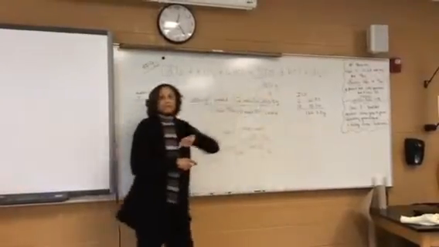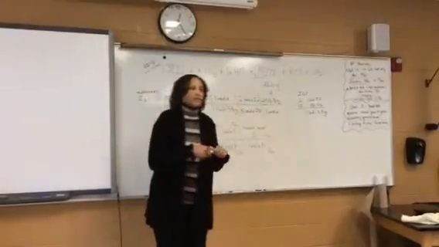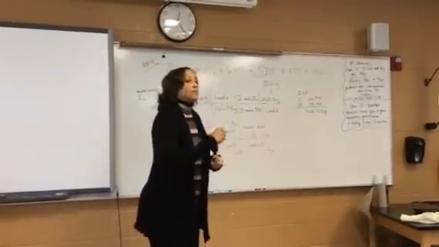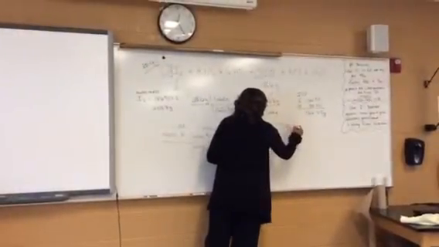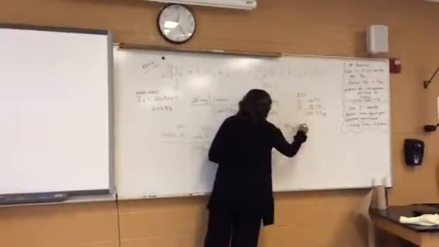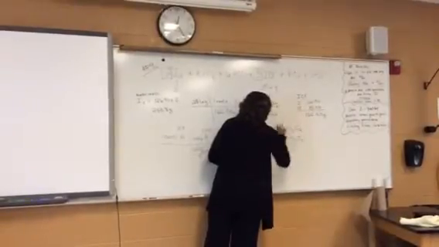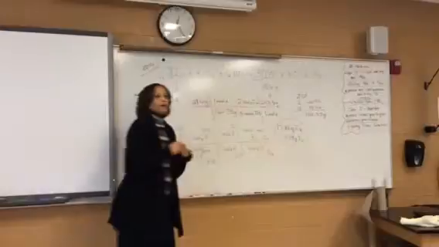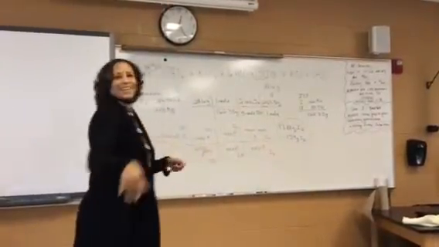And who has the answer so I can write it up? 17.88. What'd you get? 17.88? 17.88 grams of iodide. Or if you want to round that to 17.9 grams, that's fine. And this is how you have to record it on the test tomorrow. Okay? Thank you.